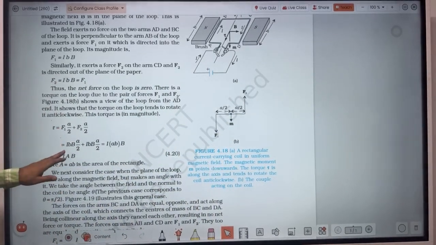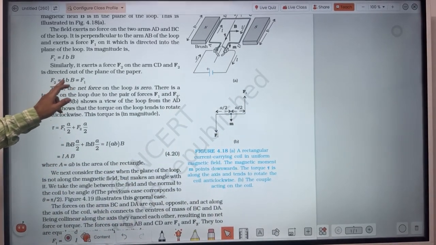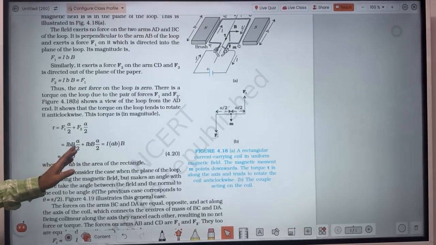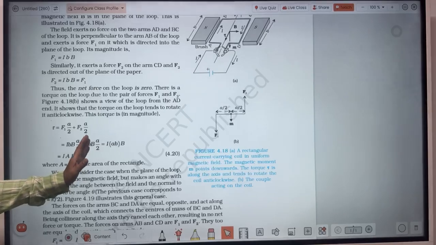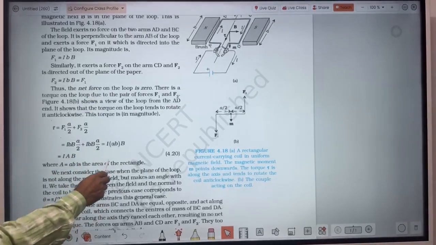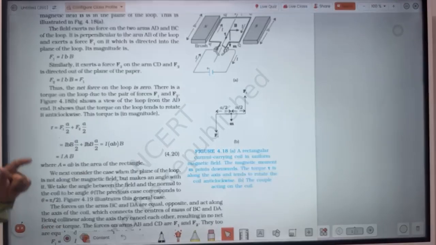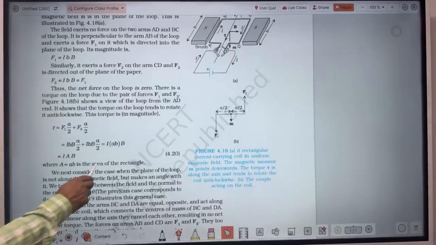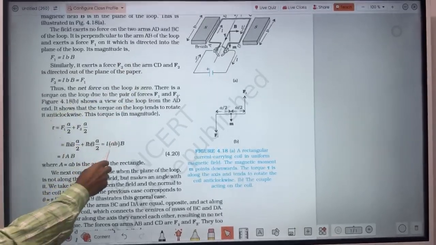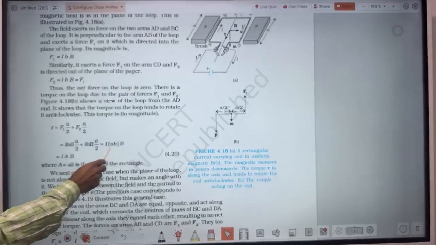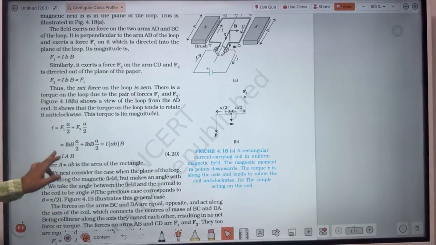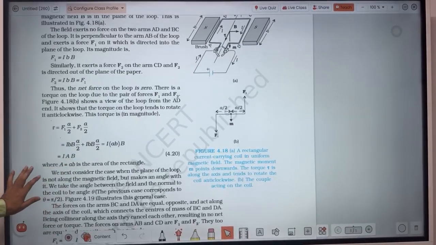But F equals IBb, which we have found. So in each case we get the same result. So a by 2, a by 2, we take common. That will become a. So we will get IabB. And if you observe carefully, the area of the rectangular loop is ab, right? Length and breadth. So we can write it as I ab into B. In place of ab we write capital A, the area of the loop. So we have got the expression for torque, right?